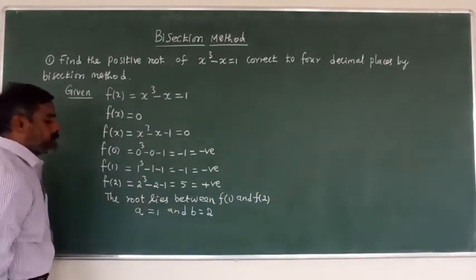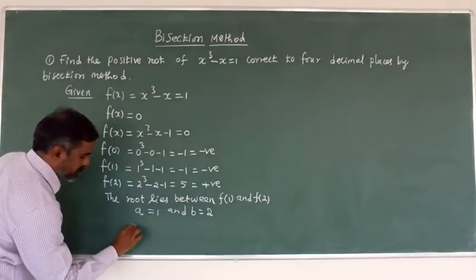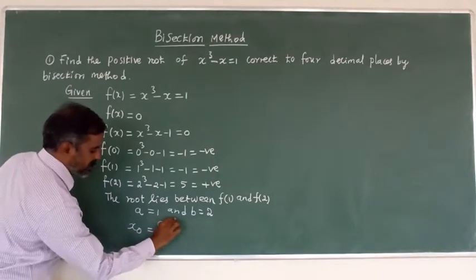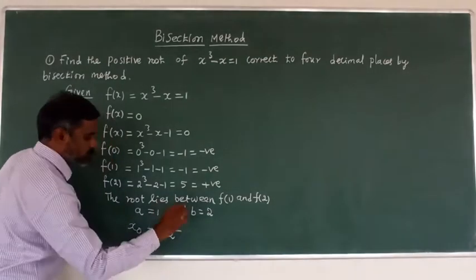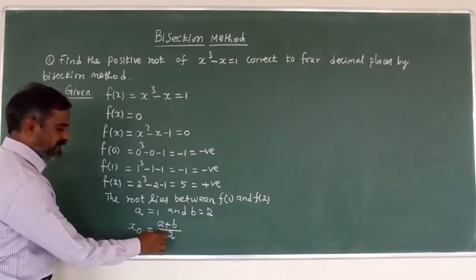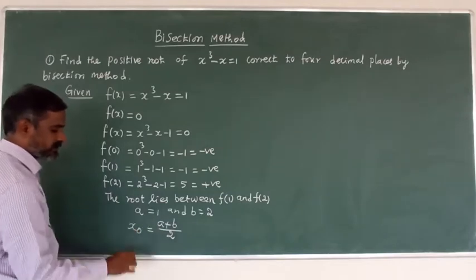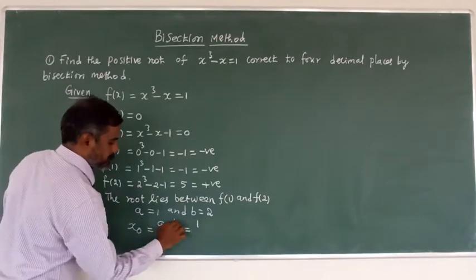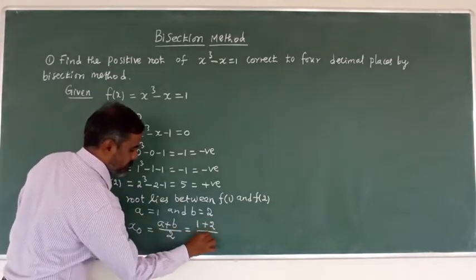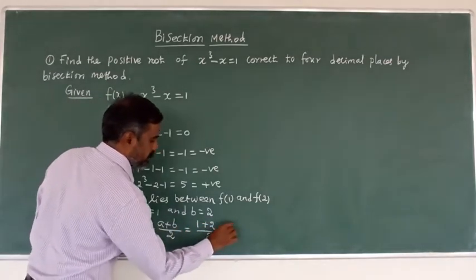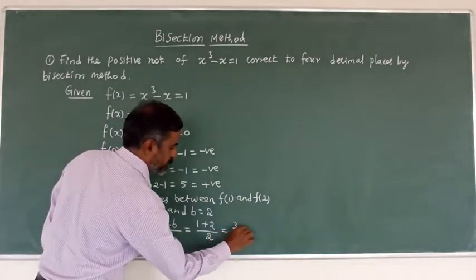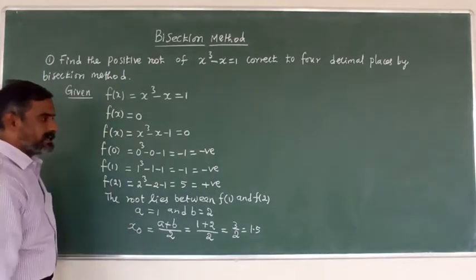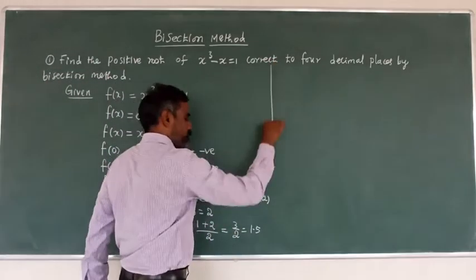Now the formula for bisection: x naught equals a plus b divided by 2. Here a value 1, b value 2, divided by 2. We get 3 divided by 2. Now the result is 1.5. This is the value of x naught.